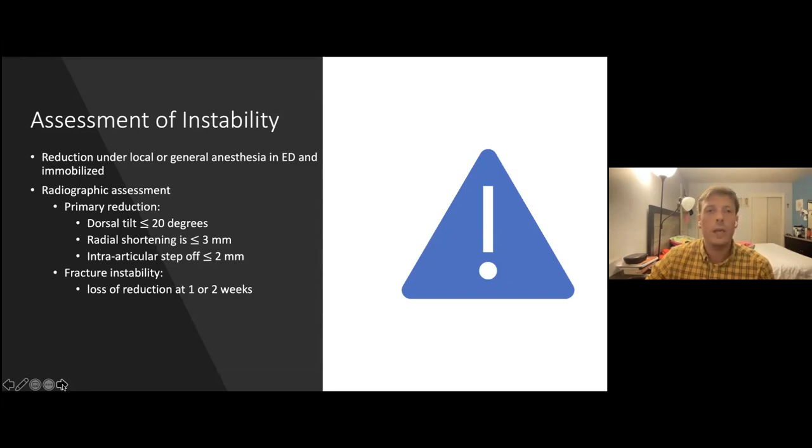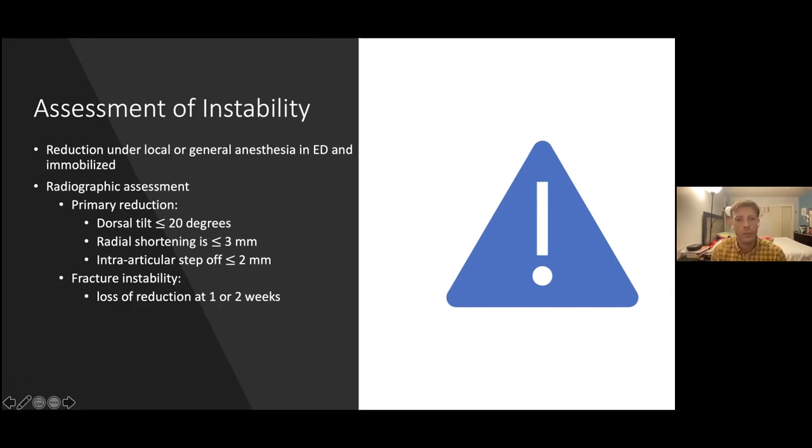So, just as a coverall, the assessment of instability. When you have a distal radius fracture, the recommendation is to reduce under local or general anesthesia in the ED and then immobilize. In primary reduction, we determine that the fracture has been reduced if the dorsal tilt is less than 20 degrees, radial shortening is less than 3 millimeters, and intra-articular step-off is less than 2 millimeters. Fracture instability is a loss of this reduction at one or 2 weeks.